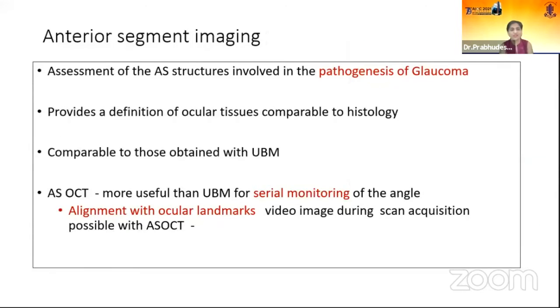So assessment of the AS structures involved in the pathogenesis of glaucoma can be done by AS imaging. This provides a definition of ocular tissues comparable to histology, comparable to those obtained with UBM, but it is more useful than UBM because serial monitoring of the angle is possible with the help of alignment with ocular landmarks.